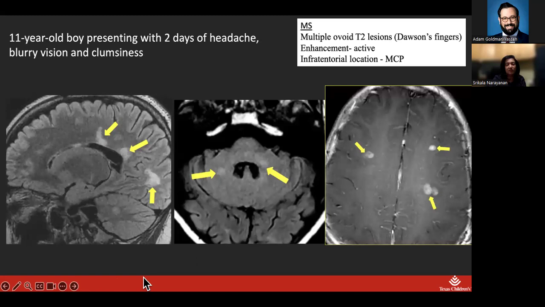So here is an 11-year-old boy presenting with 2 days of headache, blurry vision, and clumsiness, and you have these multiple ovoid T2 lesions nicely seen perpendicular to your ventricular surface. There are some lesions in the infratentorial location and bilateral middle cerebellar peduncles, and then you can see the incomplete enhancement of many of these lesions, reflecting active demyelination.